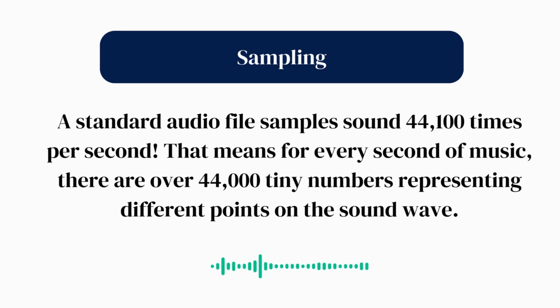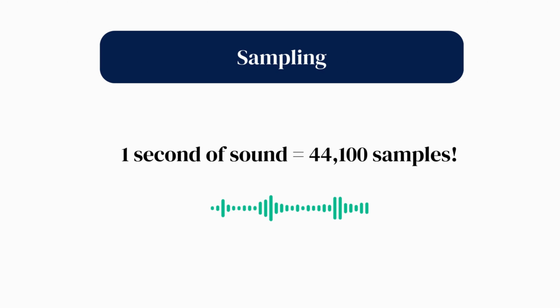A standard audio file samples sound 44,100 times per second. That means for every second of music, there are over 44,000 tiny numbers representing different points on the sound wave. Each of these numbers represents a frequency or pitch of the sound. Higher frequencies mean higher pitched sounds, while lower frequencies mean deeper sounds.